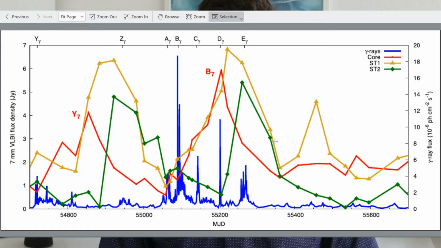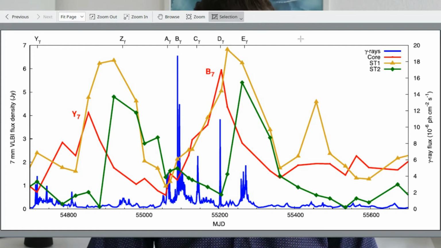The first thing that we analyzed was the connection between light curves taken in gamma rays and the light curves of the parent core and two stationary features that we found in the jet structure at 7 millimeters. We found that there is a correspondence between the brightest gamma ray flare and subsequent flares in the parent core and two stationary features.